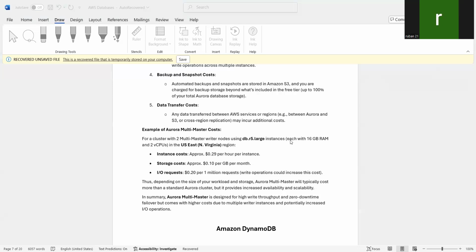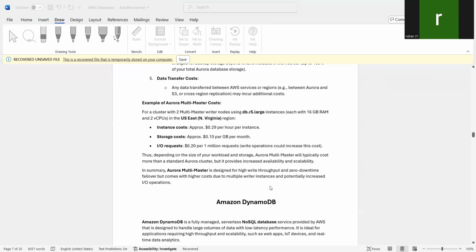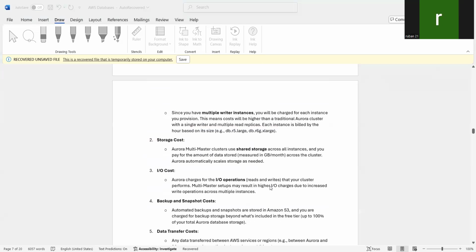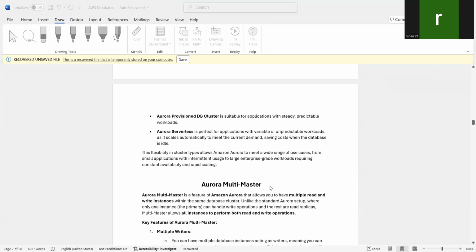Depending on the size of your workload and storage, Aurora Multi-Master will typically cost more than a standard Aurora cluster, but it provides increased availability and scalability. In summary, Aurora Multi-Master is designed for high write throughput and zero downtime failure, but comes with a higher cost due to multiple writer instances and potentially increased input output operations. So this is all about Aurora Multi-Master.